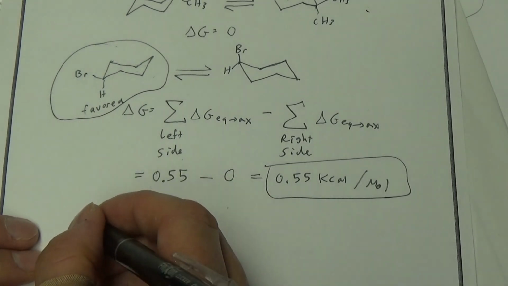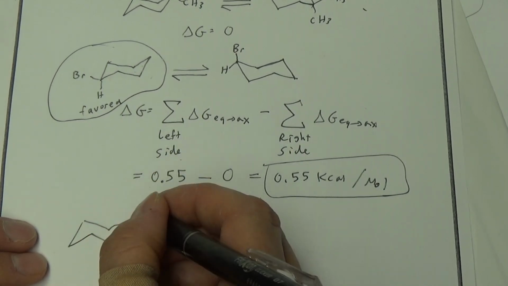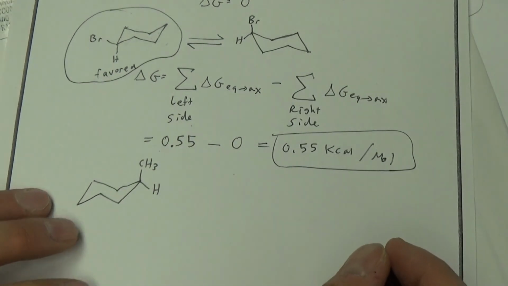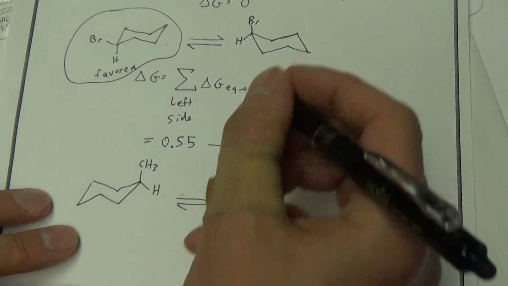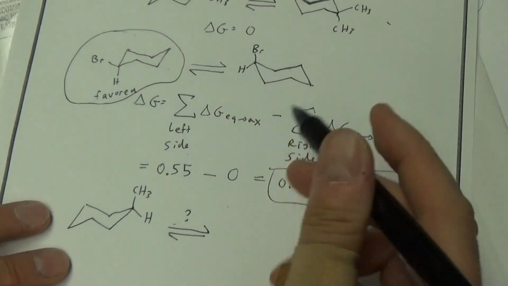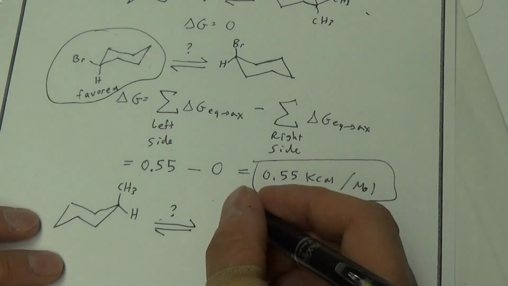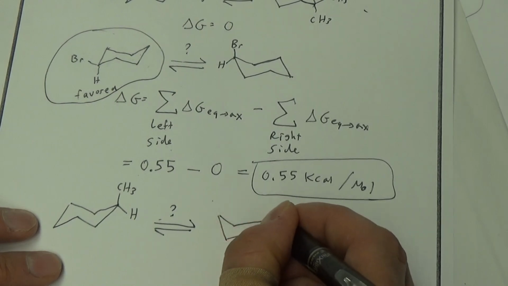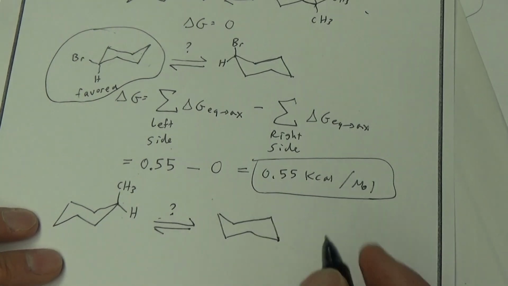So I'm going to draw cyclohexane with a methyl going up, alright? And then let's draw the axial, up and axial, right? So we're asking the question of which direction is this equilibrium going to go. Just like above, we ask the question of which direction is the equilibrium going to go. Alright, so draw the alternate chair flipped form, and it went from up and axial to up and equatorial.